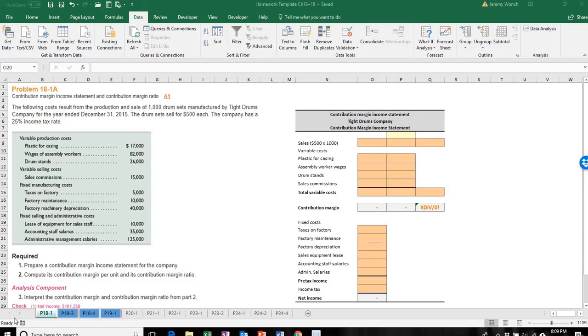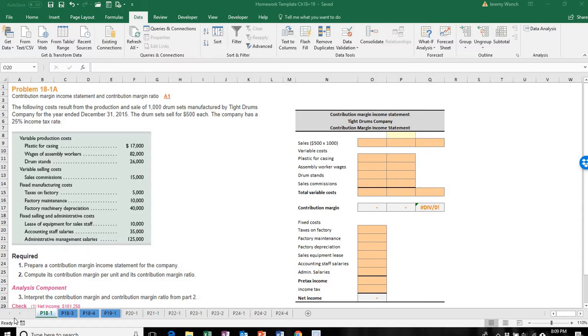And so what we're going to jump into is the idea of a contribution margin. Contribution margin simply says, if I take my sales and I subtract all my variable cost, that's going to tell me how much I have left over to contribute to fixed cost.